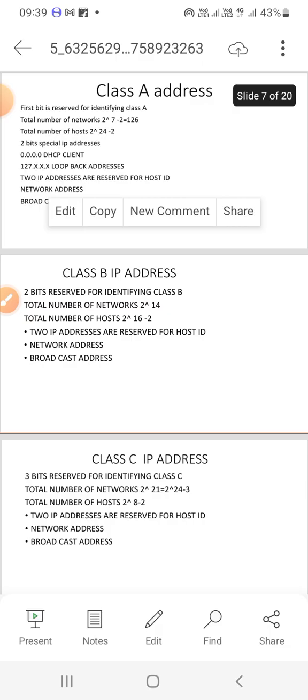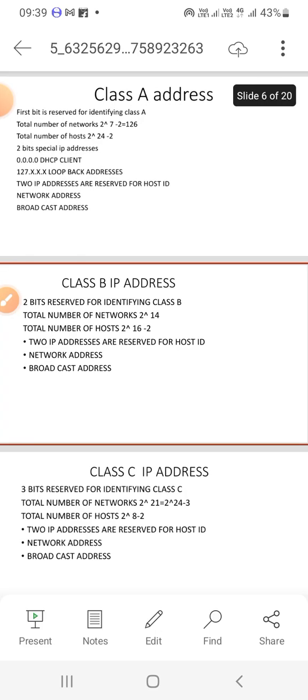Total number of hosts: 2 bytes are used for host ID. 2 bytes means 16 bits, so 2 power 16 minus 2. The total number of hosts is 2 power 16 minus 2. In class B, 2 power 14 networks are present. In each network, 2 power 16 minus 2 host IP addresses are present. 2 power 16 means nearly 64,000 IP addresses are present in each network.